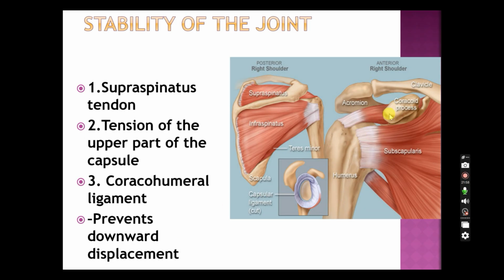Because of the mechanical reason, when the head of the humerus tends to go down, that will be prevented by a ligament extending from the coracoid to the humerus. In the same way, when the head of the humerus tends to descend downward, the supraspinatus muscle, which inserts at the upper impression on the greater tubercle of the humerus, will prevent the downward displacement. Same case with the upper part of the fibrous capsule.